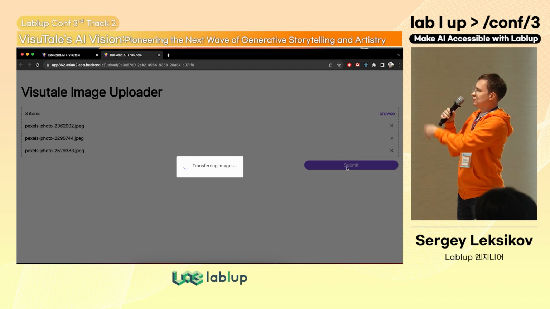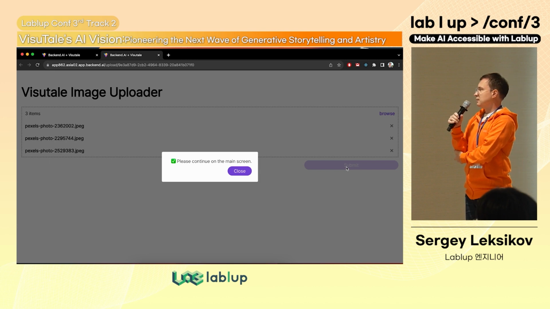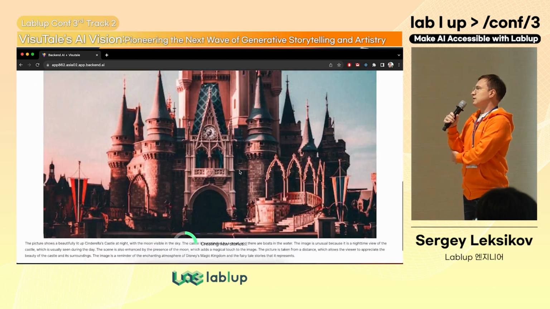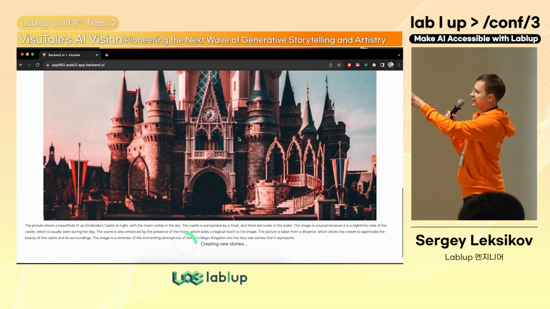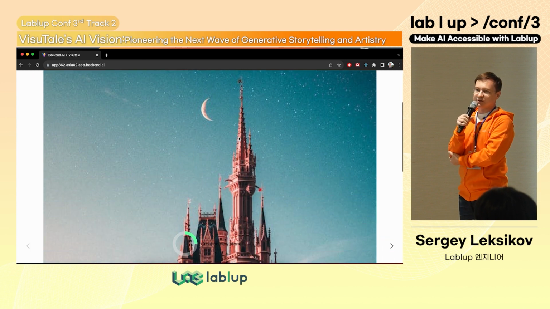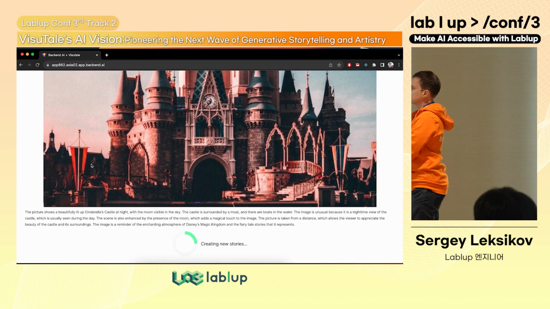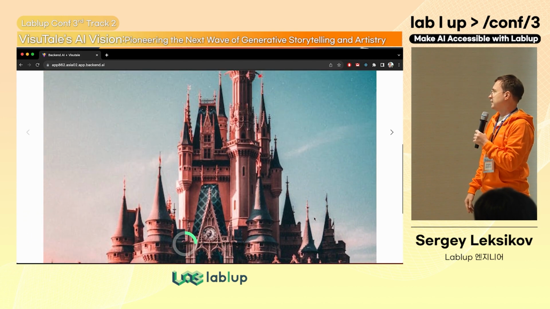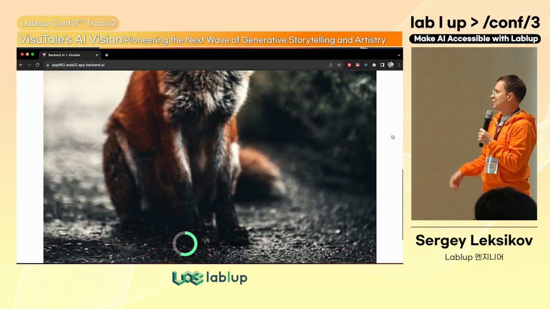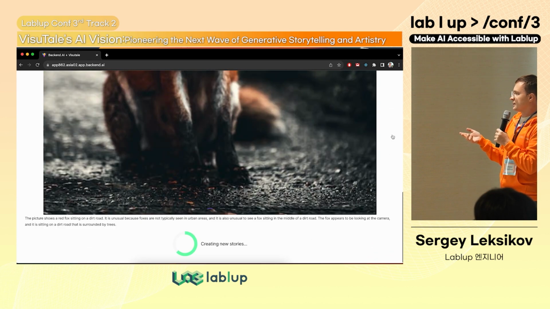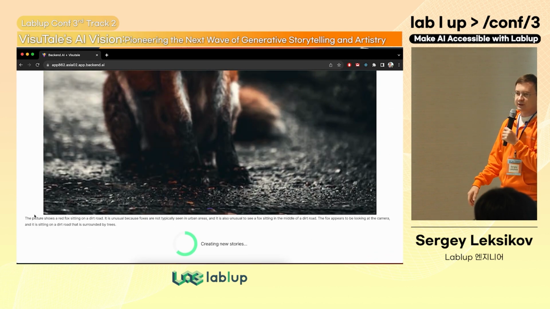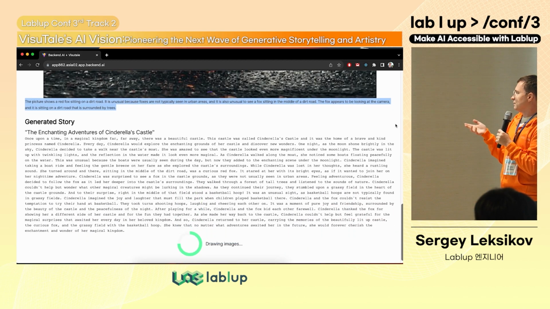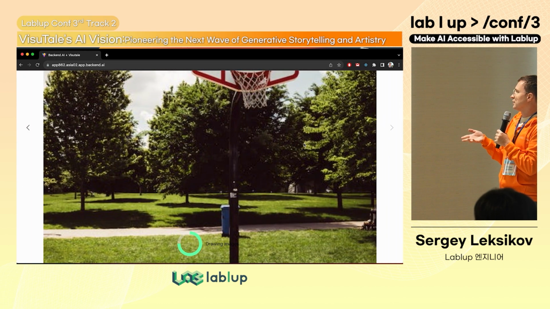So the images are transferred to the session. First, the LLaVA model tries to understand what is displayed in the images and makes some image captions. For example, this is a castle, and if we go to the next image, the vision model understands this is a fox, and it can see some background behind it. And the third image was about a basketball ring.